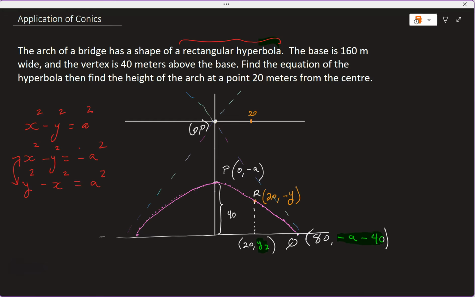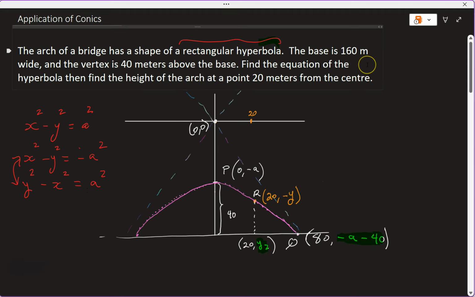So whichever we use, I'm going to use the first one. It just makes it easier. It doesn't really matter, you can use this one. And then we're going to go through and plug numbers in. So notice that it is 160 meters wide from the base.